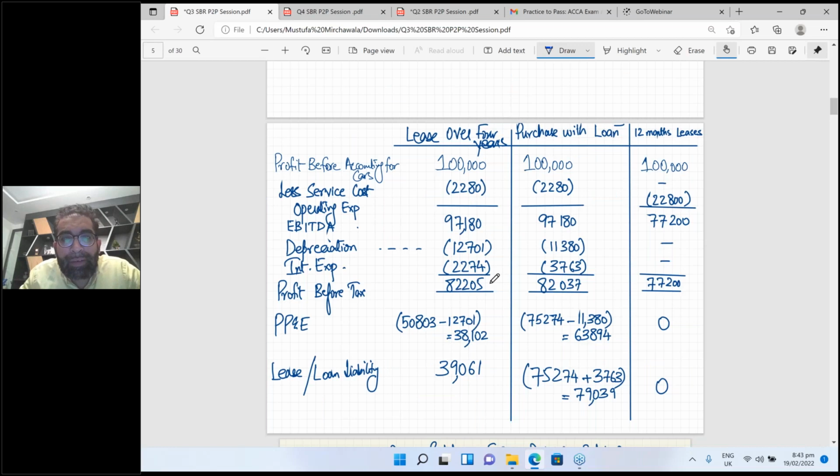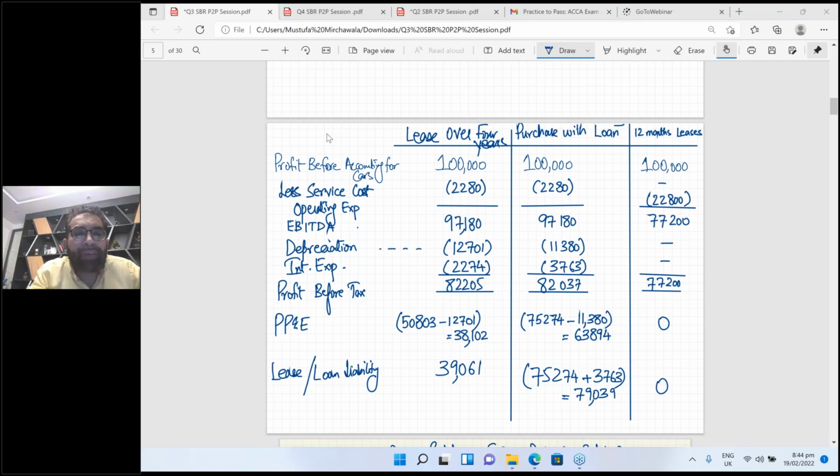Don't get worried by seeing the full page of working. It's okay, it's common. Just see the first column. I'm sure you have written something with you. Listen, profit before accounting: only see the first column. Don't look at the second and third columns. Profit before accounting for the car is 100,000.